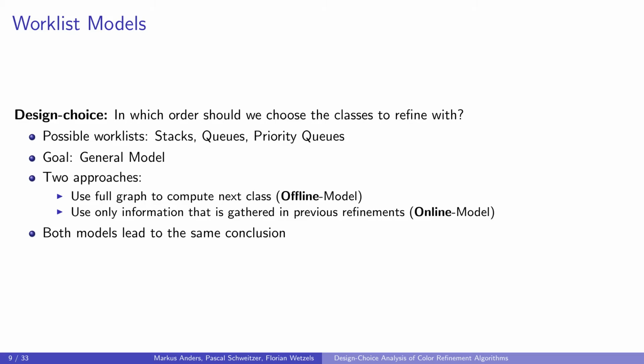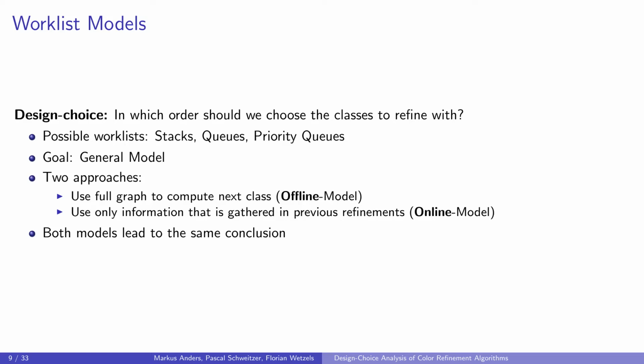Now it remains to decide in which order the refinements should be performed, or which work list we should use to manage the remaining color classes. This is exactly the design choice we want to investigate. Possible work lists could be stacks, queues, priority queues, or combinations of those. But we also want to define a general model. Towards this goal, we apply 2 approaches.